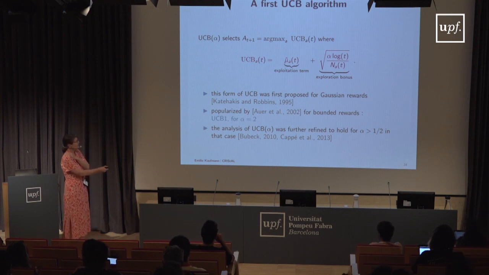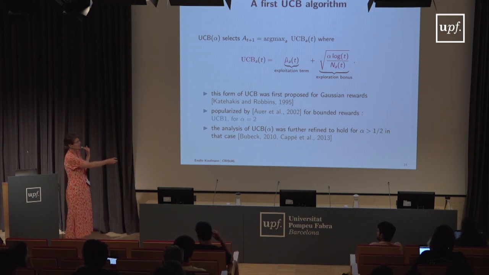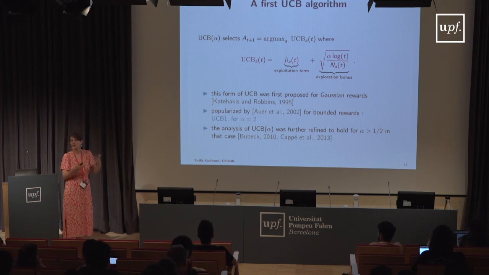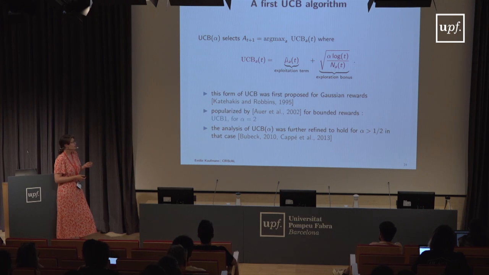And we see here that the log t comes from the 1 over t squared we wanted for the coverage probability. And actually, when you don't draw an arm for a while, its mu hat and its n remain frozen. However, the log t augments, meaning that this arm will eventually be selected.